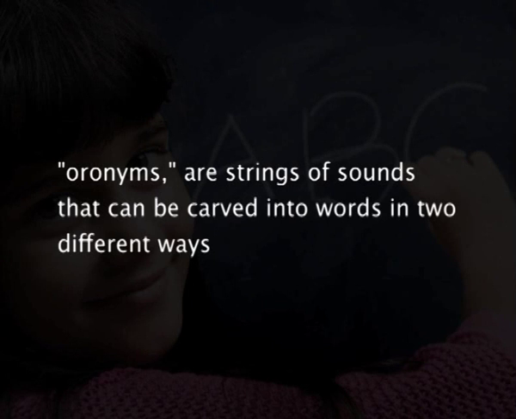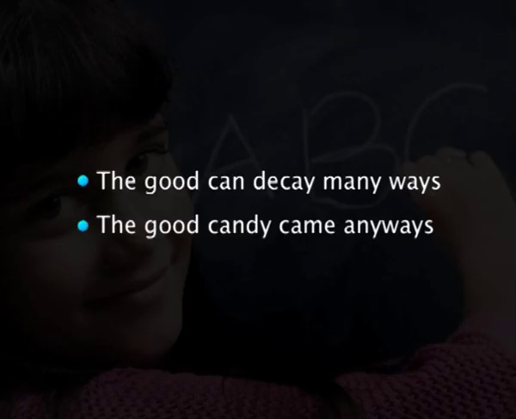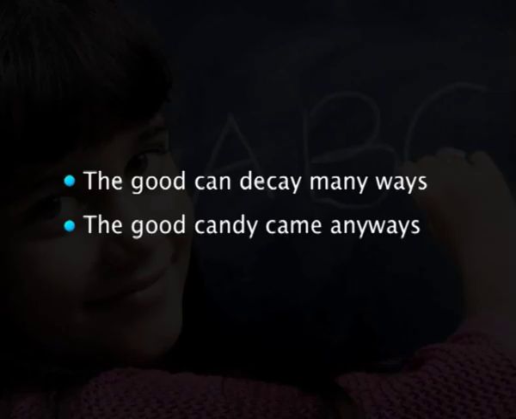Consider, for example, oronyms. These are an interesting example to show what Pinker is talking about. Oronyms are strings of sounds that can be carved into words in two different ways. Let me give you an example. Consider "the good can decay many ways" versus "the good candy came anyways." So where you identify the word boundary could be completely different.